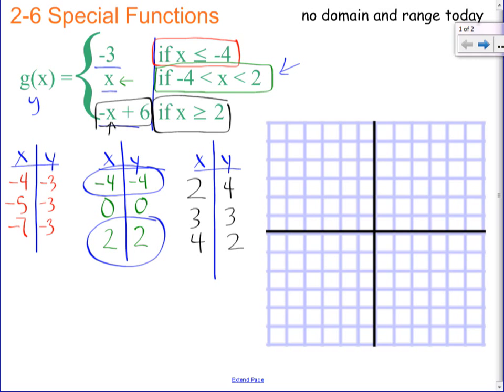Okay, so now all we have to do is plot these coordinates. So we're looking at the red one first. I'm going to keep them color coordinated on the graph. So we have to plot all of these points, -4, -3.